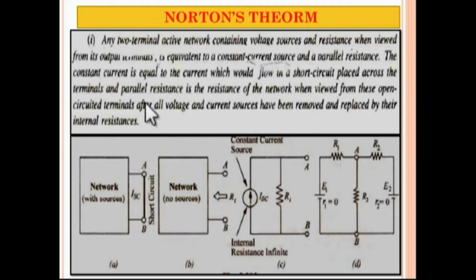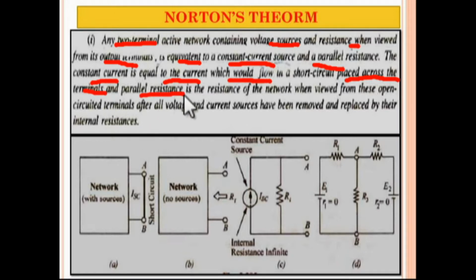You can see over here, any two terminal active network containing voltage source and resistance, when viewed from its output terminals, is equivalent to a constant current source and a parallel resistance. The constant current source is equal to the current which would flow in a short circuit placed across the terminals, and parallel resistance is the resistance of the network when viewed from these open circuited terminals.